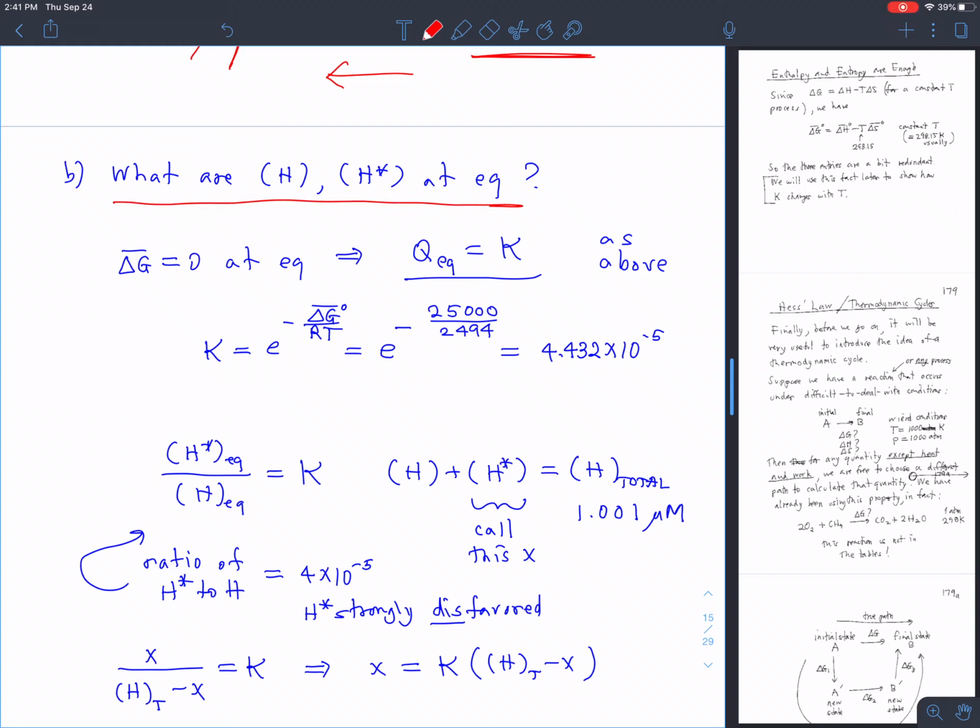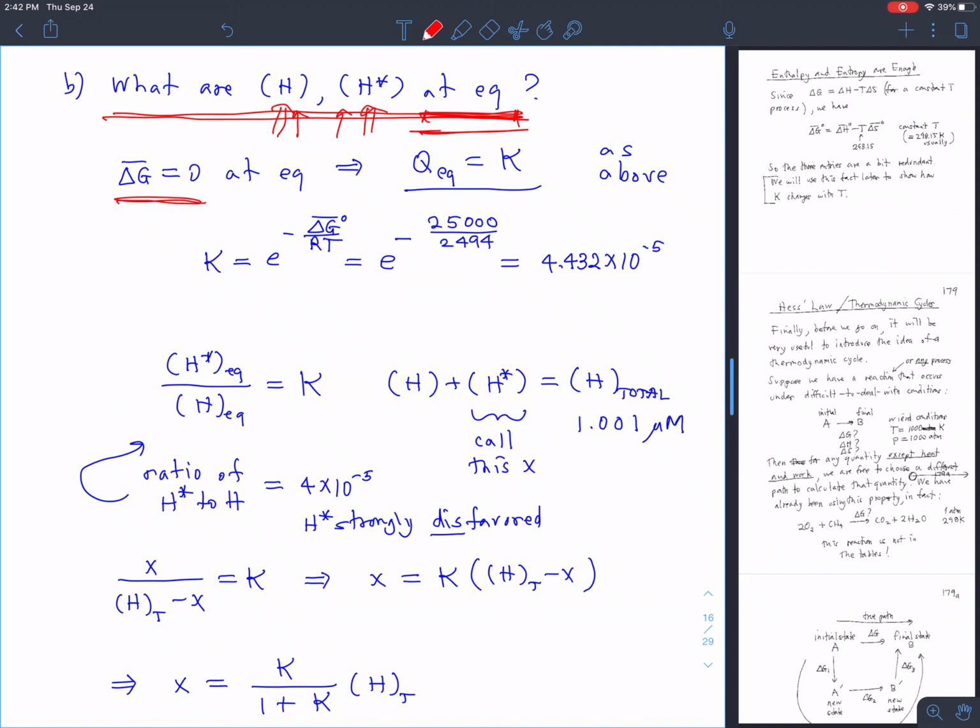Now let's ask the question, what are the open hexokinase concentration and the closed hexokinase concentration when we are at equilibrium? Now let's use our K equals Q expression to calculate what the true equilibrium concentration will be for each of the chemical species in our reaction. When delta G equals 0, that is when we're at equilibrium, then we know that the equilibrium reaction quotient is equal to the equilibrium constant.